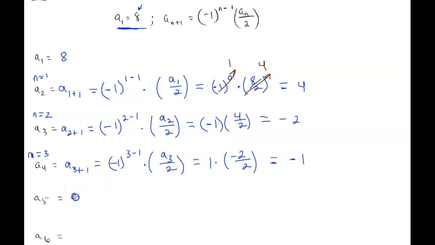And we continue on. So we got a sub 5, which is a sub 4 plus 1. So n is actually equal to 4 in this case.